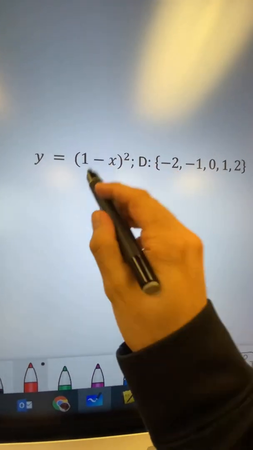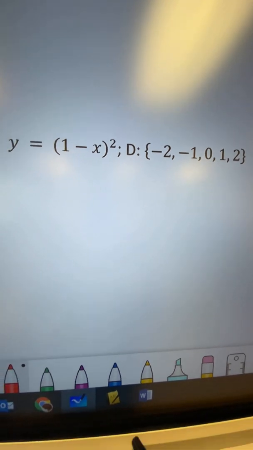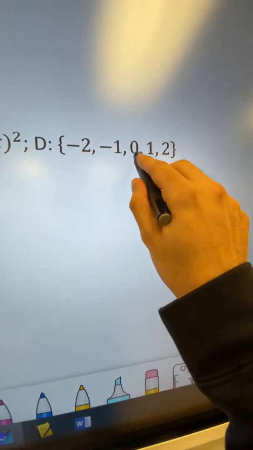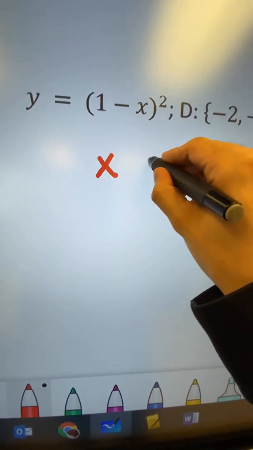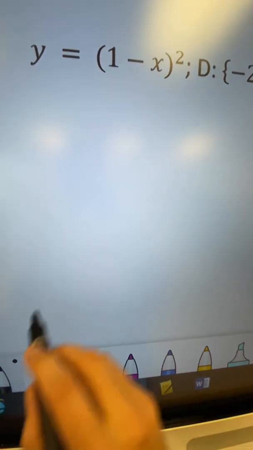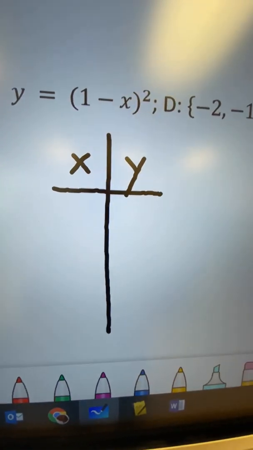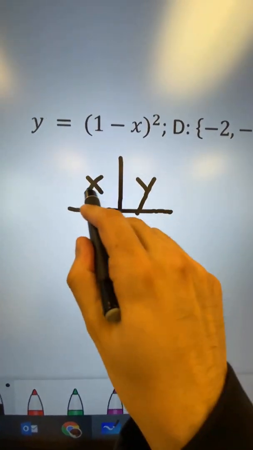We're going to graph this function given this domain right here. And what I like to do is organize my information first. So my domain represents all the possible x values for my function. So I'm going to make an xy table, because we need points to graph this function. And the points are made up of x and y values.